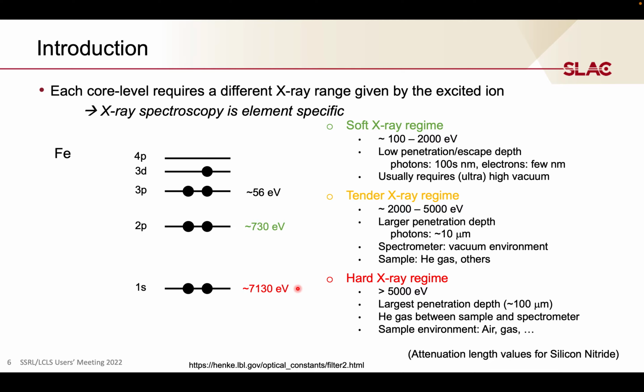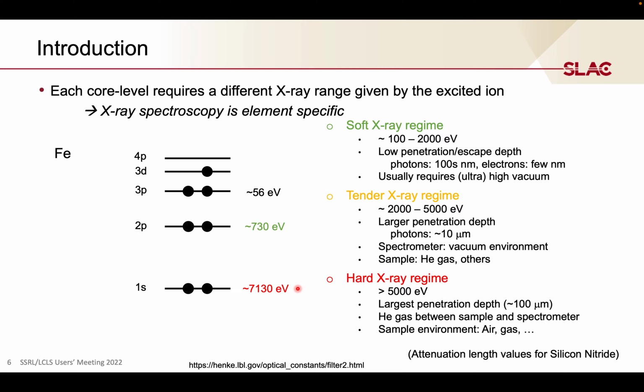Another thing is that, as you see, the energies are very different. They fall into different regimes. And generally, we just put them into the soft X-ray, the tender, and the hard X-ray regime, with the difference between them being the X-ray range. So soft X-ray is usually like 100 to 2000 eV, the tender like 2000 to 5000, hard X-ray is like larger than 5000 eV.